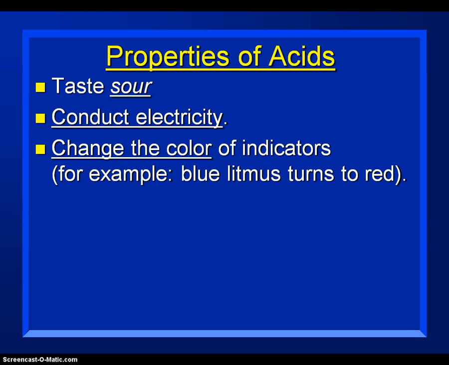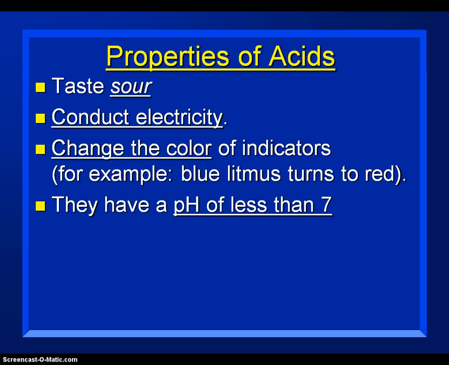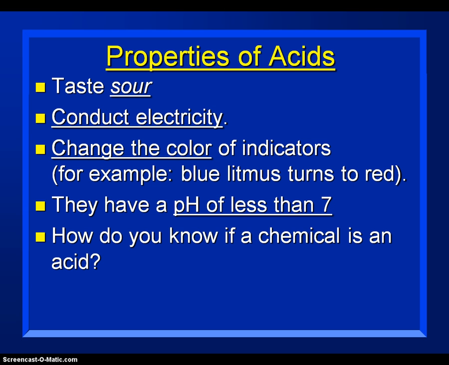They change the color of specific indicators, and we'll talk in a later video about different types of indicators. One example that you might have used is litmus paper. So blue litmus paper turns red in the presence of an acid. They have a pH less than 7.